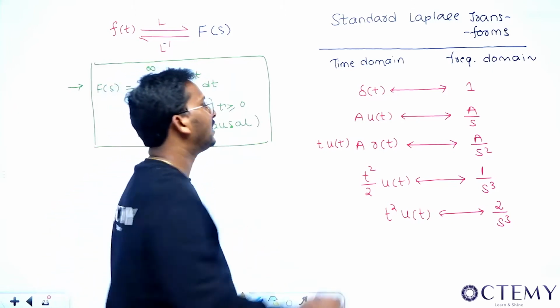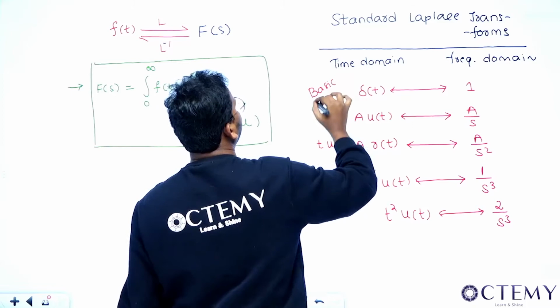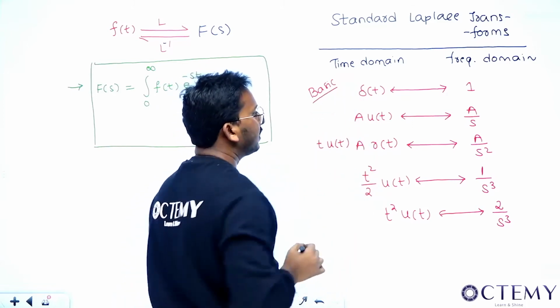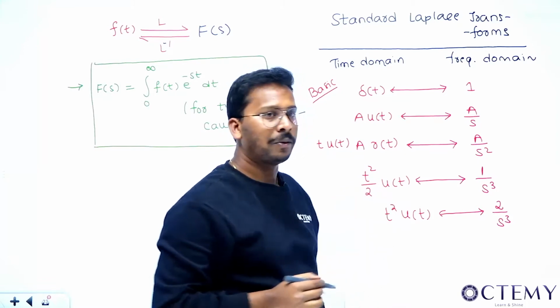These are your basic signals. Remember all of them, very important, sir. Basic signals: this is impulse, step, ramp, parabolic. Parabolic in another form, right?